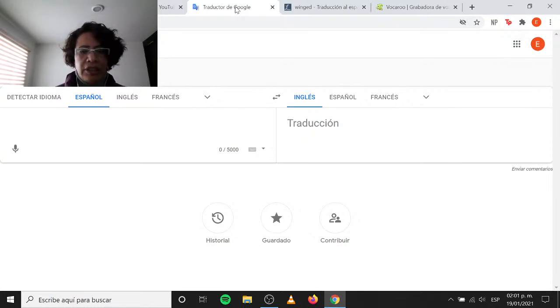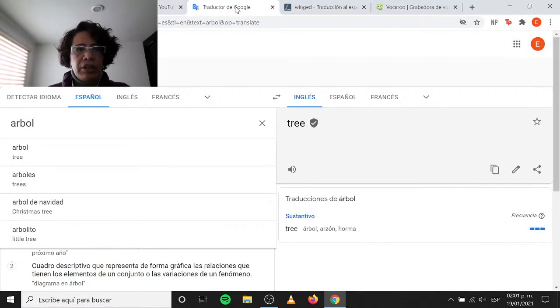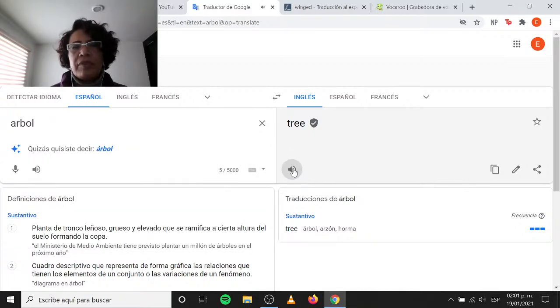Well, let's see here. Árbol. You write the word, all right, and immediately it translates it to English. How do you say árbol in English? Tree. And then you listen to it. Tree. That's it. Tree. As many times as you need to practice and feel comfortable with the result. All right, that's our first platform.